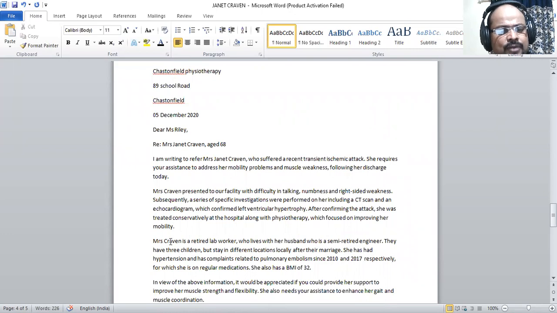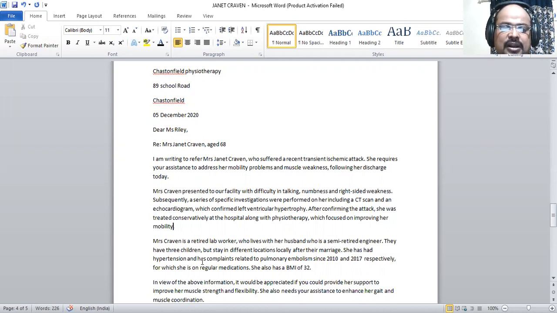So who is Miss Craven? It's a retired lab worker who lives with her husband. He's a semi-retired engineer. They have three children, but they stay in different locations locally after their marriage. So the social condition: only her husband is there. She is a retired lab worker. Her husband is a semi-retired engineer. Three children are there, but they are not staying there.